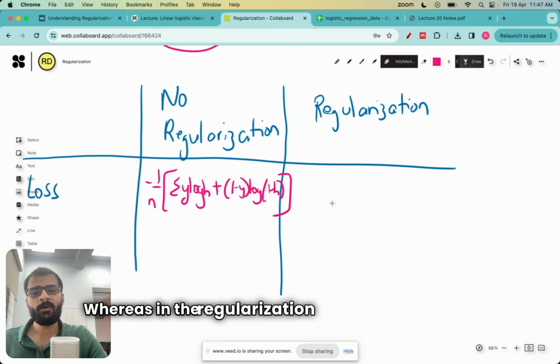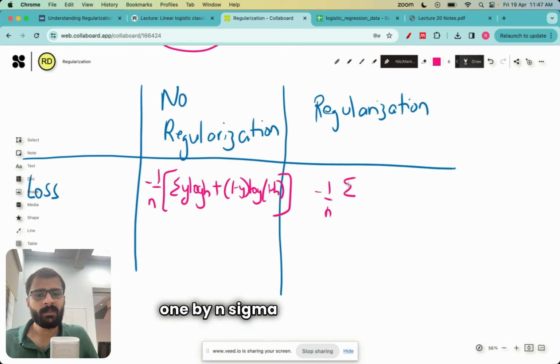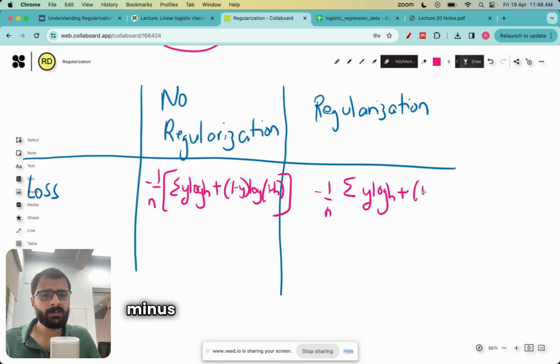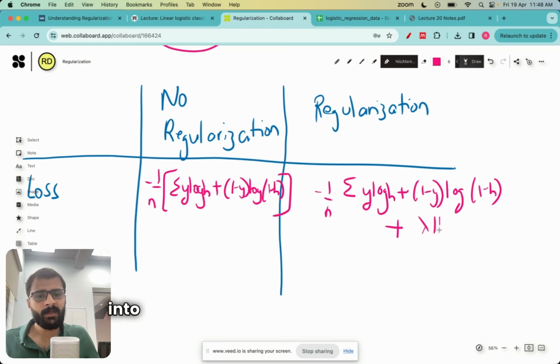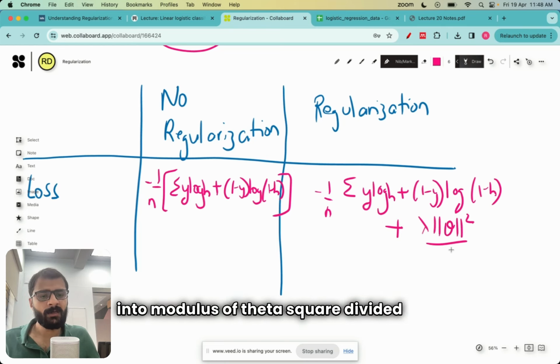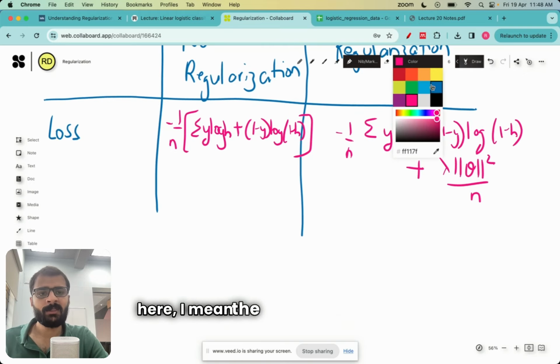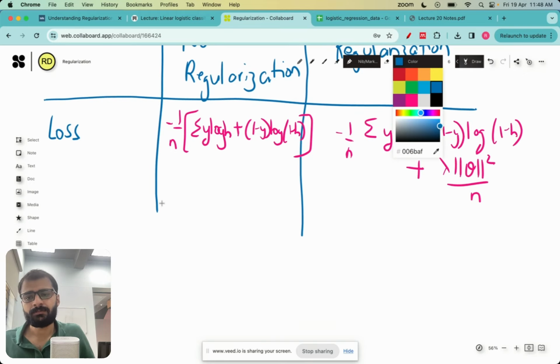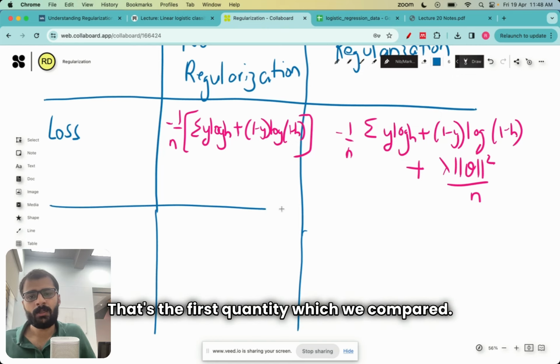Whereas in the regularization case, it will look like minus 1 by n sigma y log h plus 1 minus y log of 1 minus h plus lambda into modulus of theta square divided by n. Remember that when I am saying h here, I mean the sigmoid hypothesis. That's the first quantity which we compared.